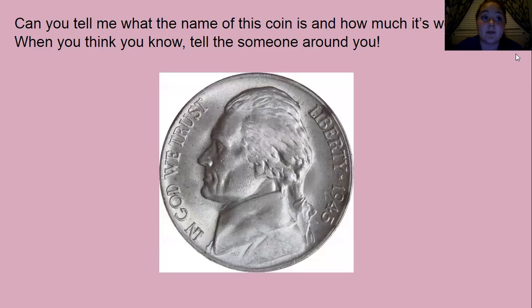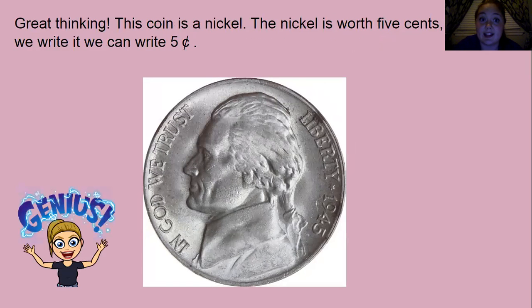Let's do another one. Can you tell me the name of this coin? And can you tell me how much this coin is worth? Take a minute to think about it, and when you know, tell someone sitting around you. Okay, did you tell someone? Were you right? Let's see.